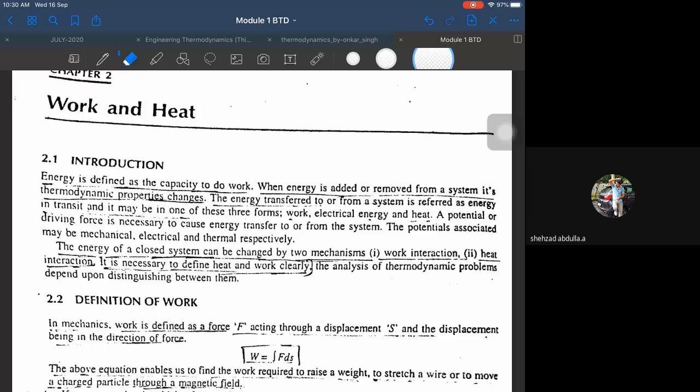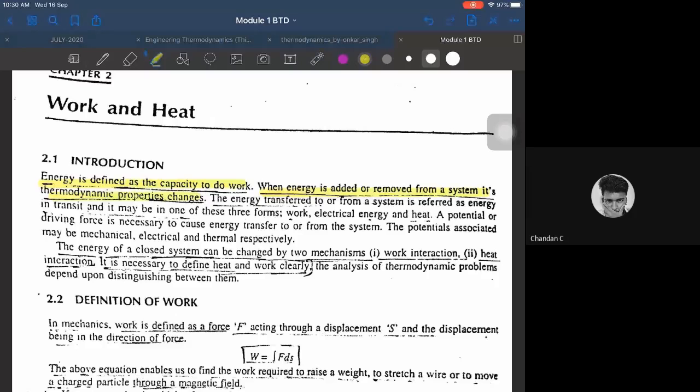Energy is defined as a capacity to do work. When energy is added to or removed from the system, its thermodynamic properties change eventually. The energy transferred to or from the system is referred to as energy in transit, and it may be one of these forms. So you have to take this. It might be electrical energy, heat, or work. Next, the energy of a closed system can be changed by two mechanisms. The one is work interaction, number two is heat interaction.